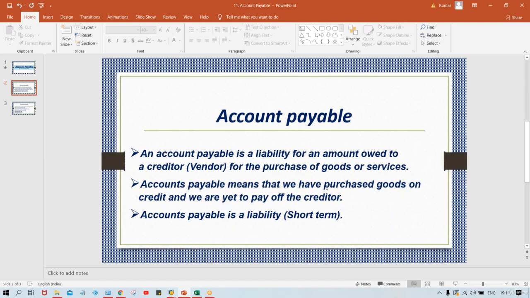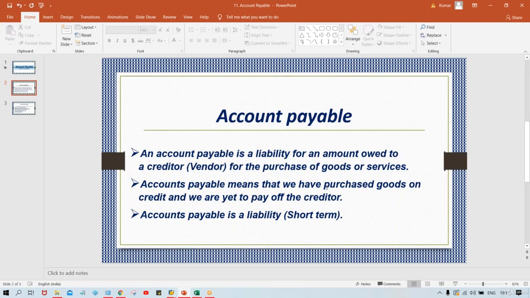We are yet to pay off the creditor. It means the purchase we have made, right? Goods you have received from the vendor, you started doing your manufacturing, right? So of course you are going to sell it. But what about the goods which you have procured from the vendor? The vendor is going to send you an invoice also, worth a certain amount. That amount must be paid, might be after 1 month or 45 days or 60 days, whatever the terms of payment agreed.